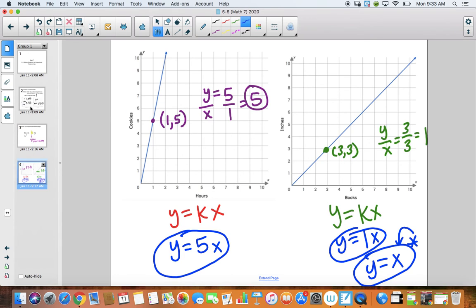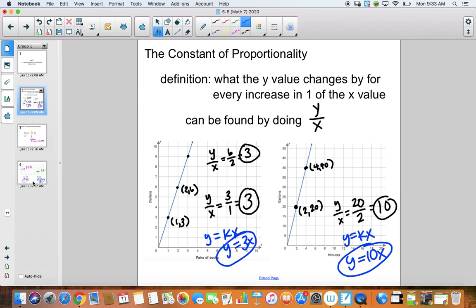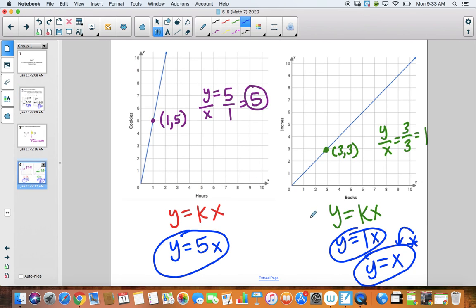Okay, and I can go back and write equations for these two previous ones. For y equals kx, our constant of proportionality is 3, so it's y equals 3x. For y equals kx, our constant of proportionality is 10, so this equation is y equals 10x. Easy as that. So now to practice these ones, you're going to do IXL 7th grade K5. K5 is writing your equations for proportional relationships.